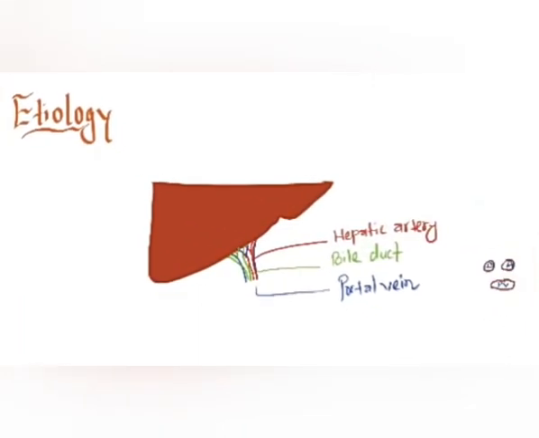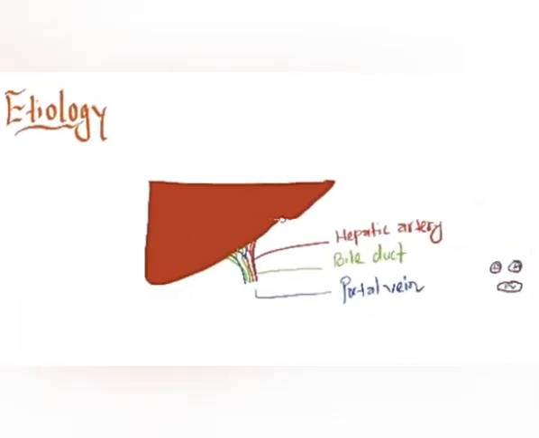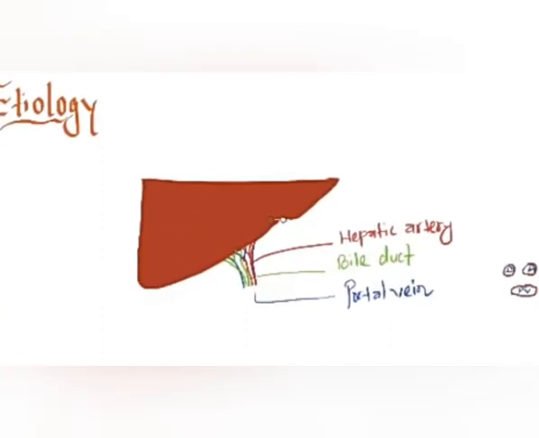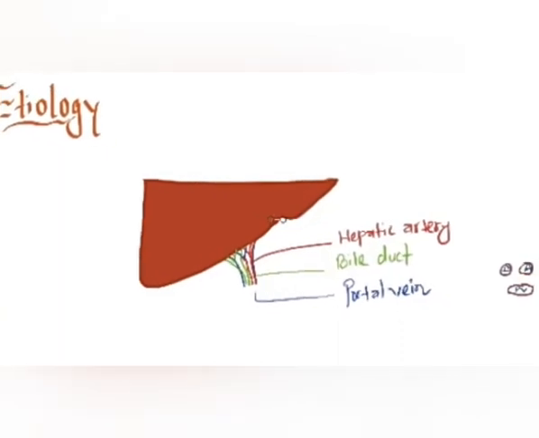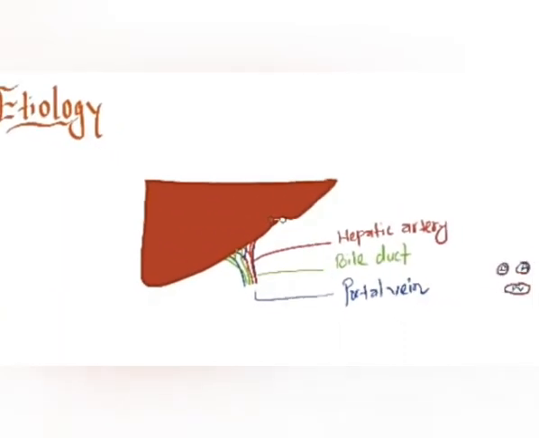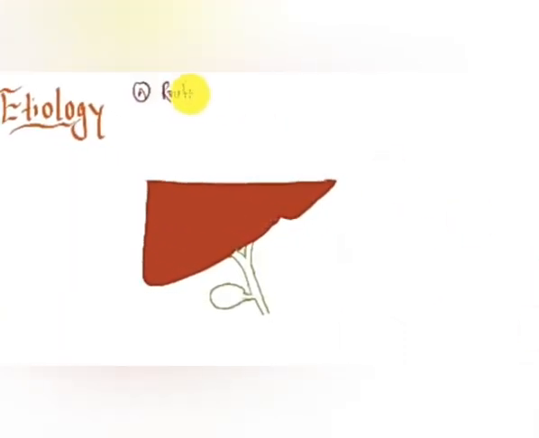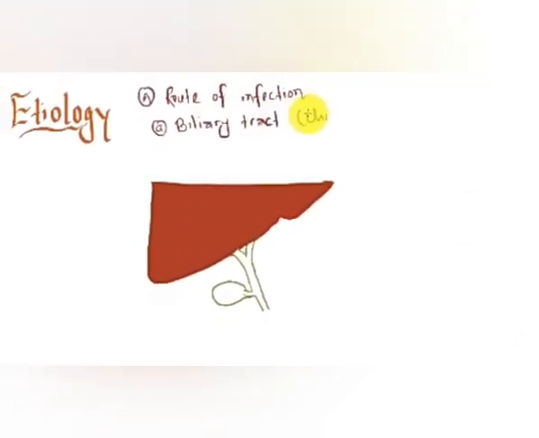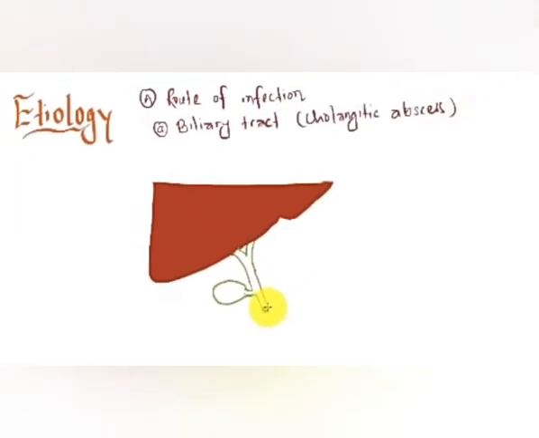In this figure you can see the portal vein posteriorly, the bile duct anteriorly and to the right, and the hepatic artery towards the middle and anterior. So talking about the sources or routes of infection, the first and commonest one is the biliary tract.